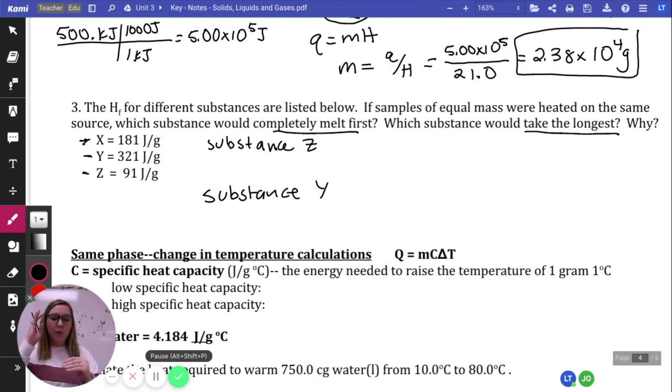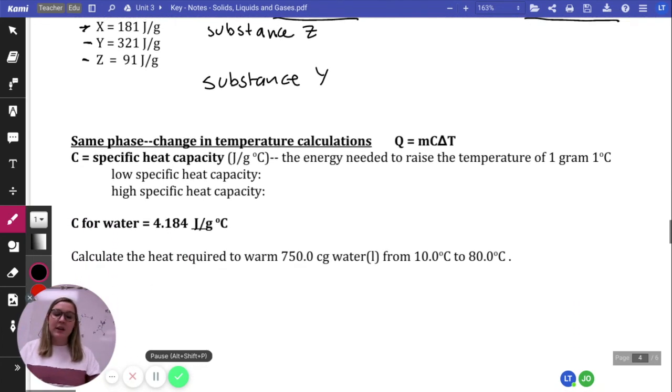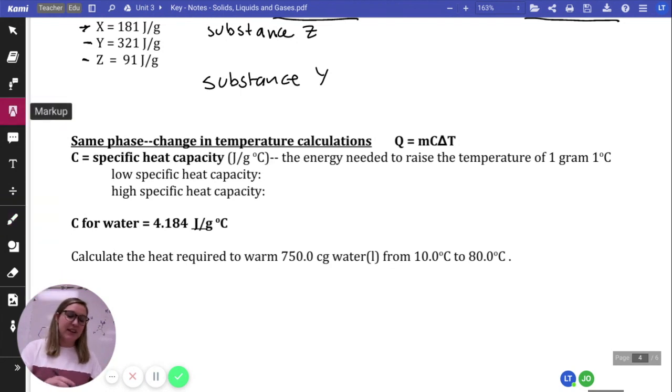Okay, so now we're going to talk about what a change in temperature calculation looks like. So guys, what we are going to talk about now is only if we stay in the same phase. And if we have a change in temperature, obviously that MH doesn't work any longer because it's just joules per gram. But we have a change in temperature there, so we have to use our equation Q equals MC delta T.